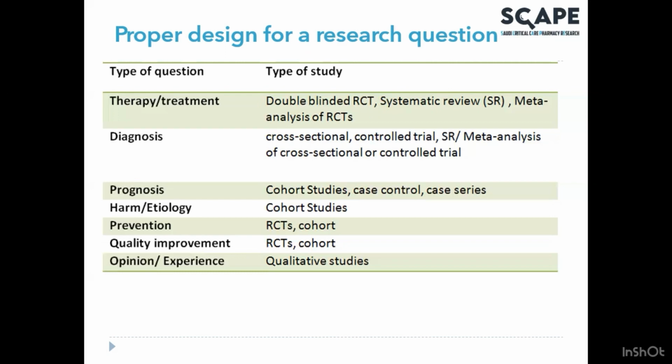Quality improvement: if you are studying quality improvement, of course, RCTs are the best. Or, if you do want to intervene, then cohort is the best. If you are studying opinion or experience, as we said, we use qualitative studies. So this is an overview of how to choose the best study design for your research aim or objectives.